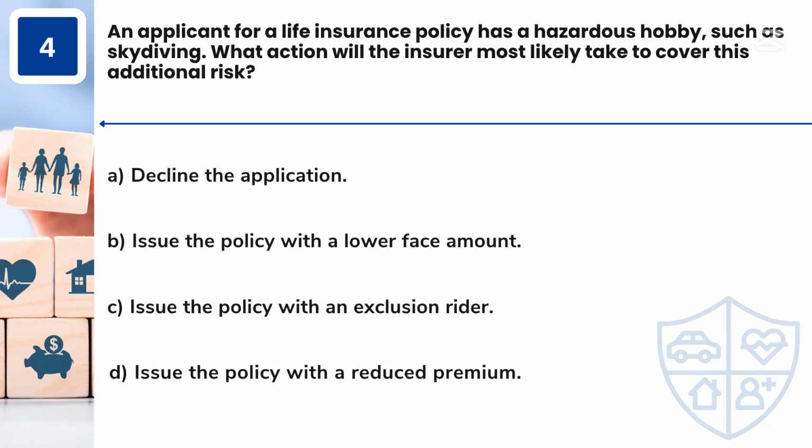Question 4. An applicant for a life insurance policy has a hazardous hobby, such as skydiving. What action will the insurer most likely take to cover this additional risk? A. Decline the application. B. Issue the policy with a lower face amount. C. Issue the policy with an exclusion rider. D. Issue the policy with a reduced premium.